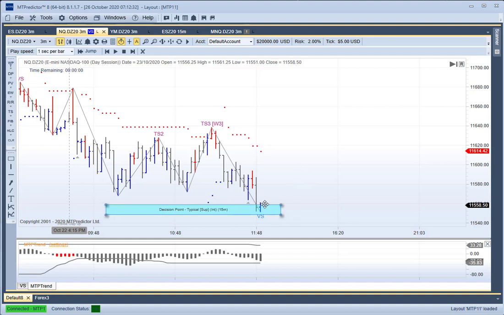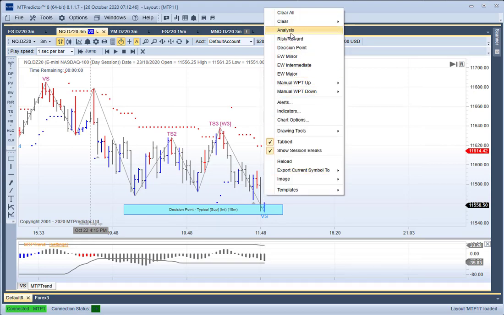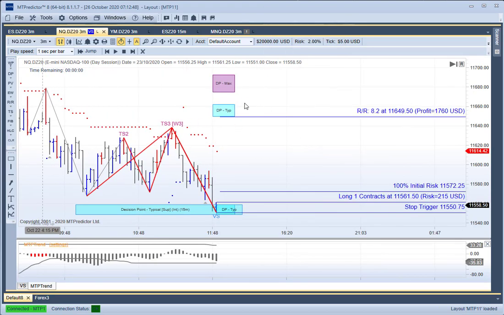But not any old fake out at any old place, one at a particular area that's reversing at our support level that was on our chart in advance. In other words, we were preparing in advance for this potential reversal level. If I right mouse click over the blue buy bar, we then place analysis on the chart, and this gives us our potential trade setup.